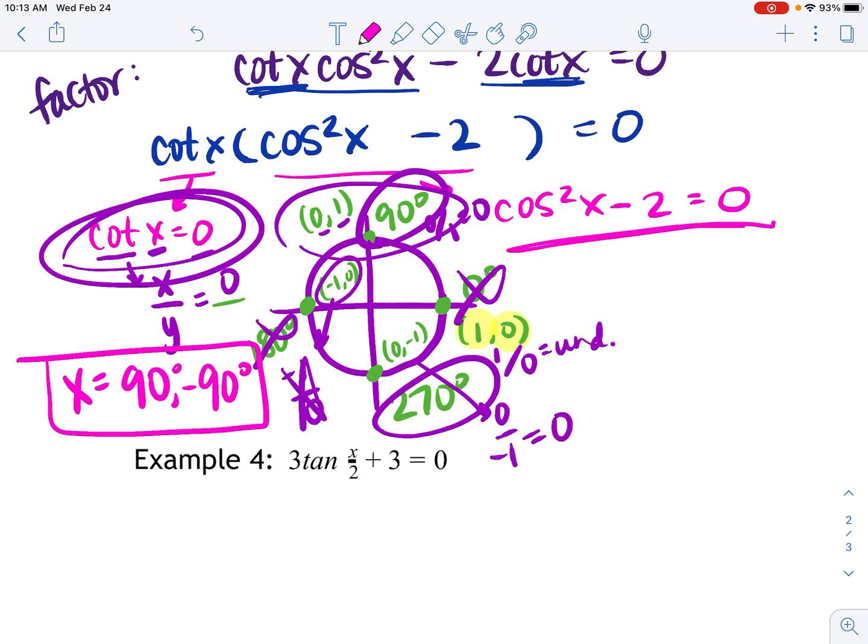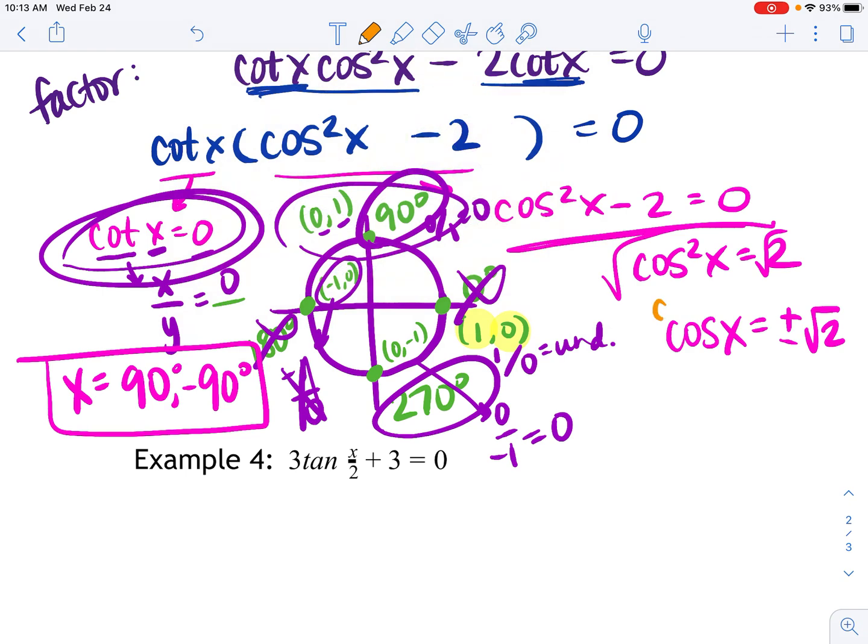I'm going to go over here and do this other one. I'm going to add 2 to both sides. Then I'm going to get rid of the squared, so I'll square root. The nice thing about cosine is that cosine inverse is a button on my calculator. So I can do cosine inverse of square root of 2 and cosine inverse of negative square root of 2, and if you try it on your own, you'll see that you get an error. That means this equation led us to no more solutions.